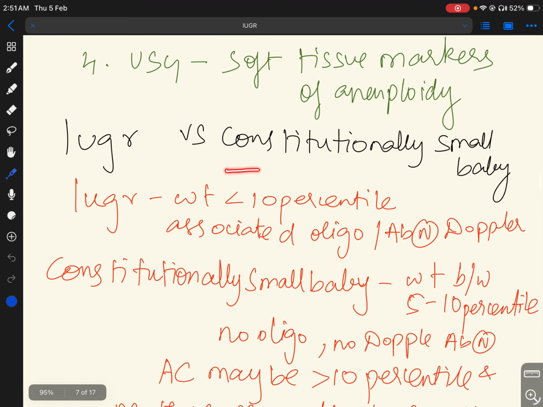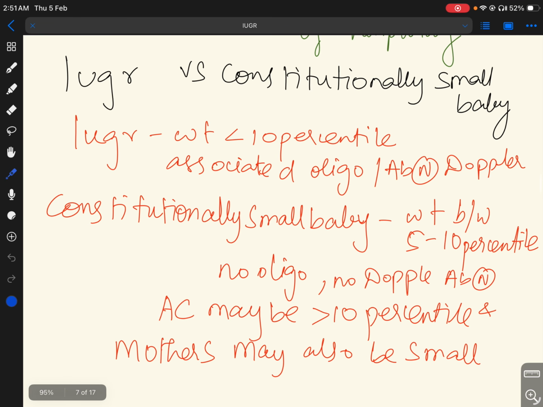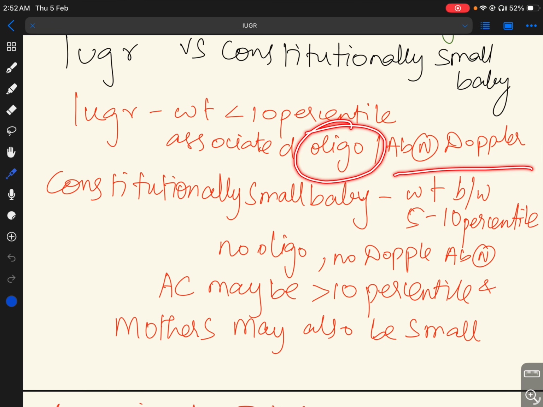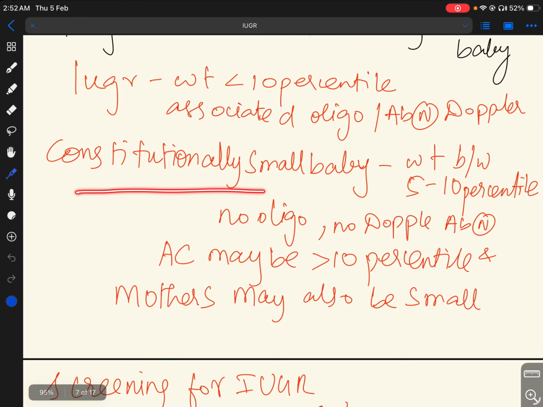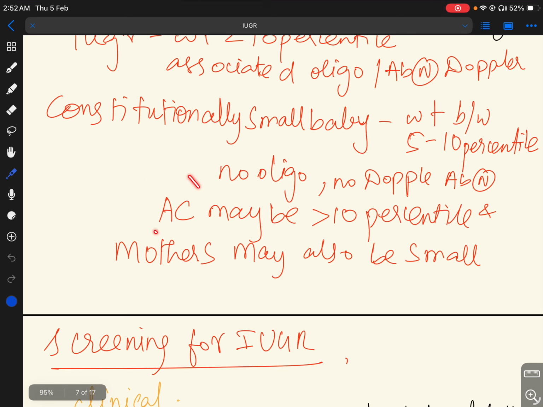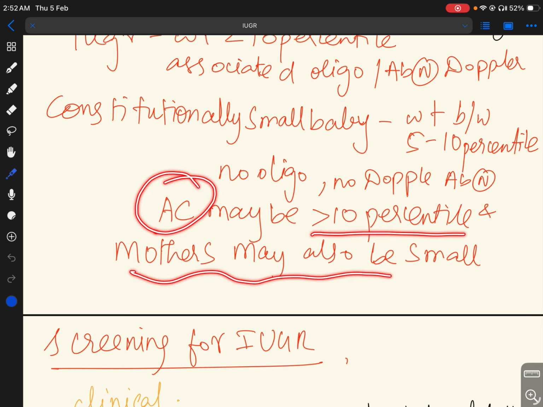What is a constitutionally small baby? In IUGR, weight is less than 10th percentile, as I said. It is associated with oligohydramnios and abnormal Doppler studies. But in constitutionally small babies, the weight is between 5 to 10th percentile. There is no oligohydramnios and no Doppler abnormality associated. Abdominal circumference may be greater than 10th percentile and mothers may also be small. This is a differential point.